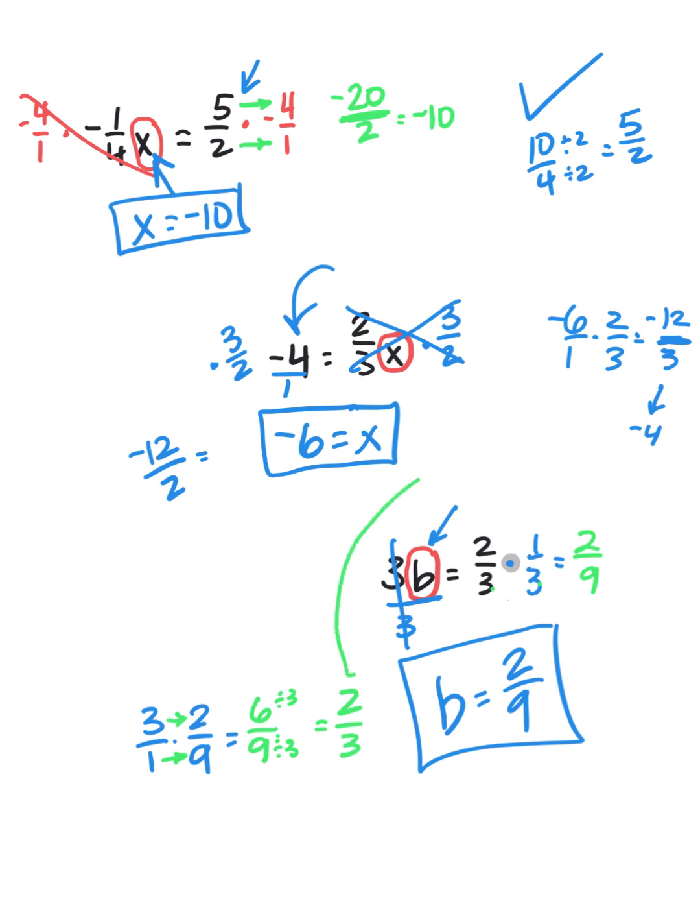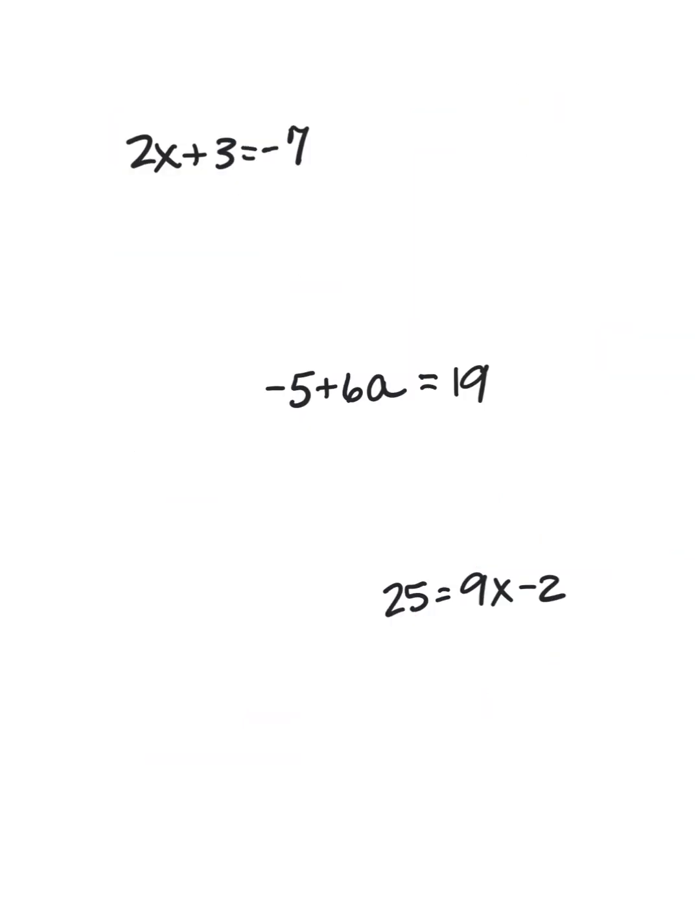And there's where we started. So we did it correctly. 2/9 is the right answer. Second step. Okay, so now we're moving on to two-step equations.